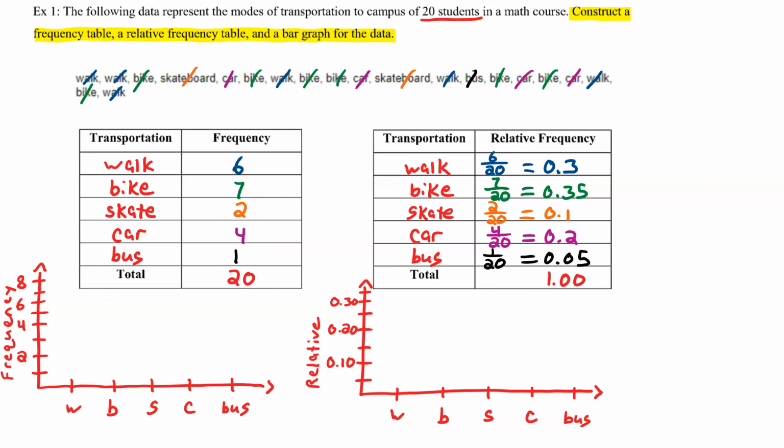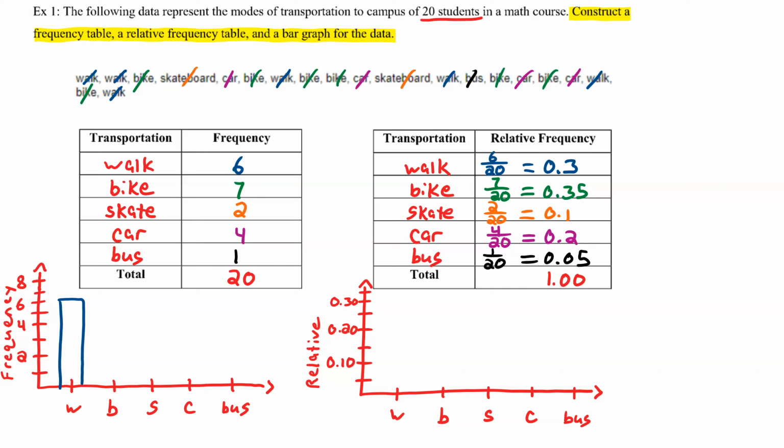And on that vertical axis on the left, you have either the frequencies or the relative frequencies. So what we're going to do is draw a bar for each class, and the height of that bar is going to either be whatever the frequency was for that mode of transportation or whatever the relative frequency was for that mode of transportation. So we have walking. So that had a frequency of 6. So we'll draw our bar for walking.